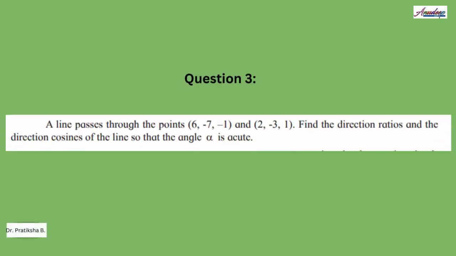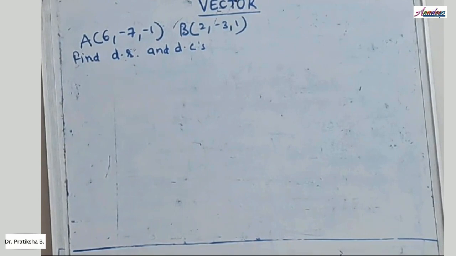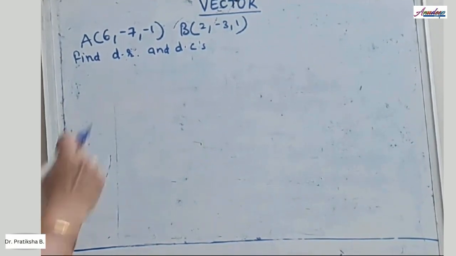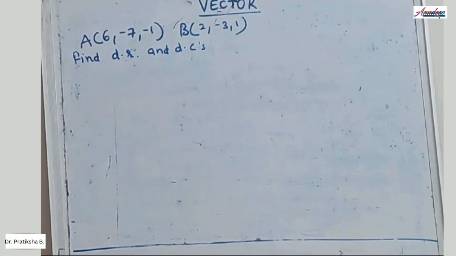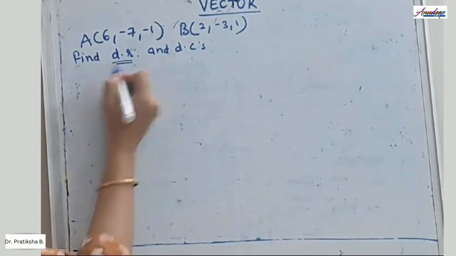A line passes through the points 6, minus 7, minus 1 and 2, minus 3, 1. Find the direction ratios and the direction cosines of the line so that the angle alpha is acute. Let's solve the next problem. You have been given that the line passes through these two points. You have to find out the direction ratios and direction cosines. So these are the 2 points through which the line is passing.